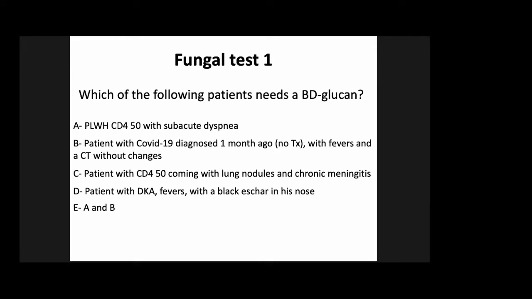I think that Gunish was going to activate the poll. Let's give it, it's an easy question, so 40 seconds. So 15 people.